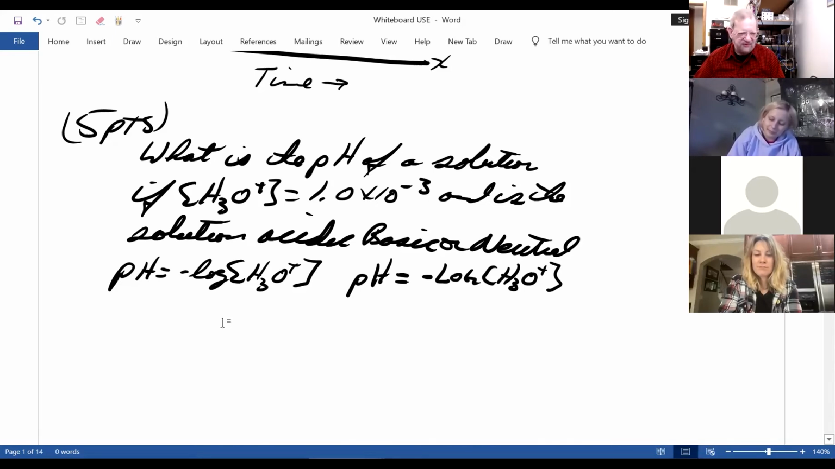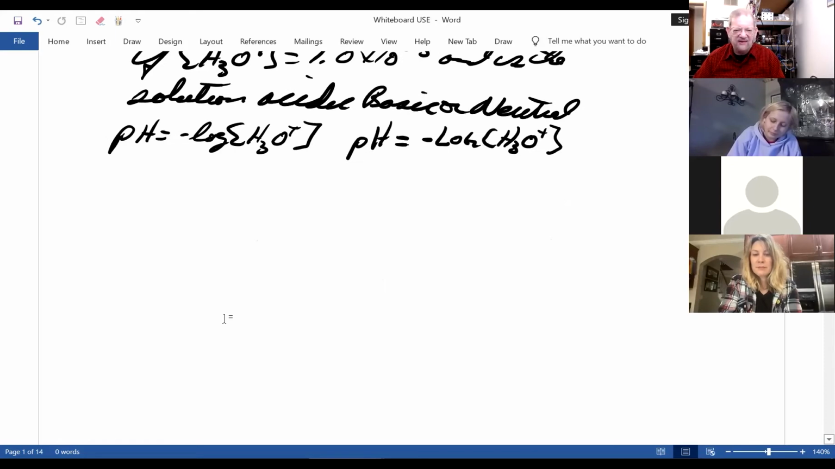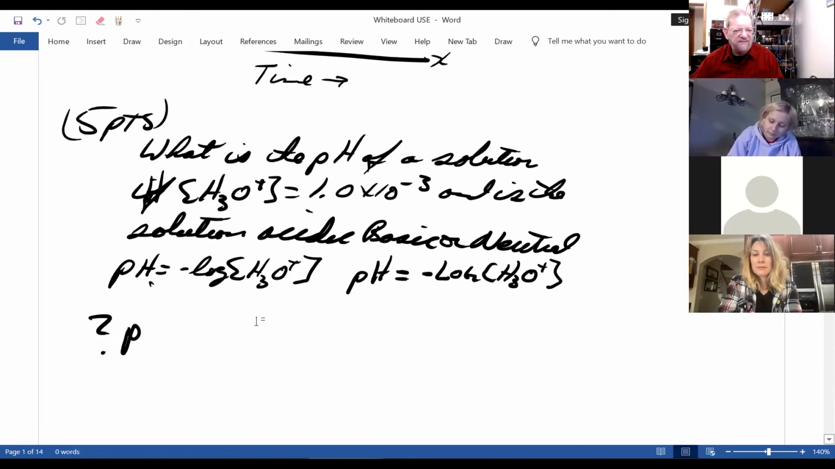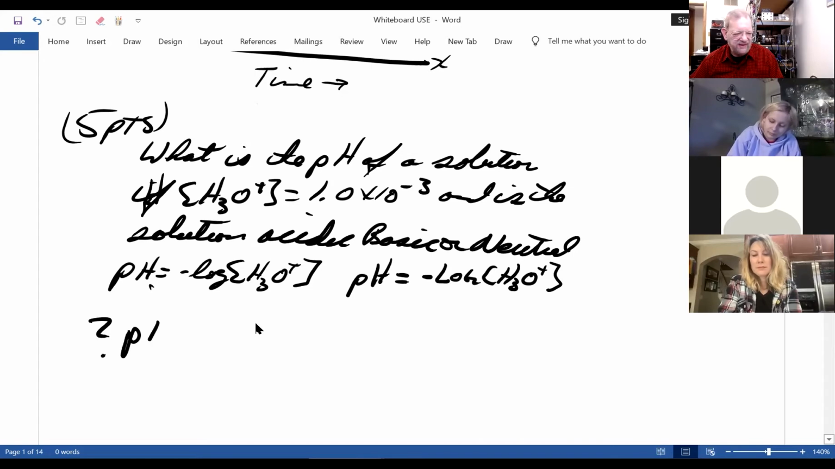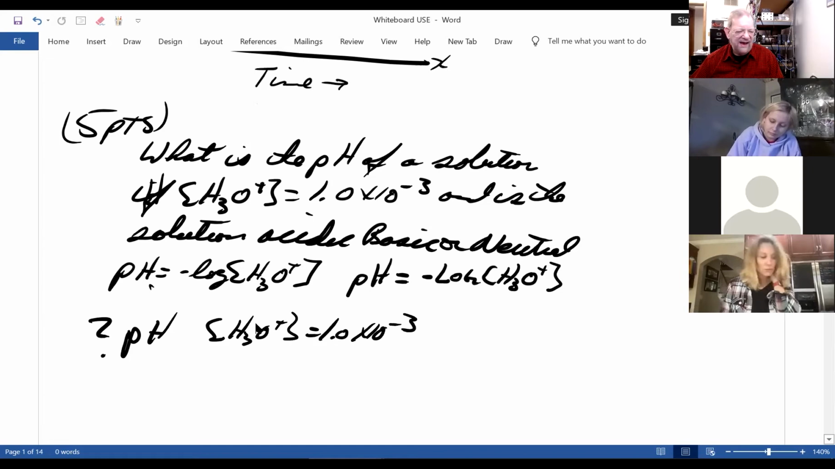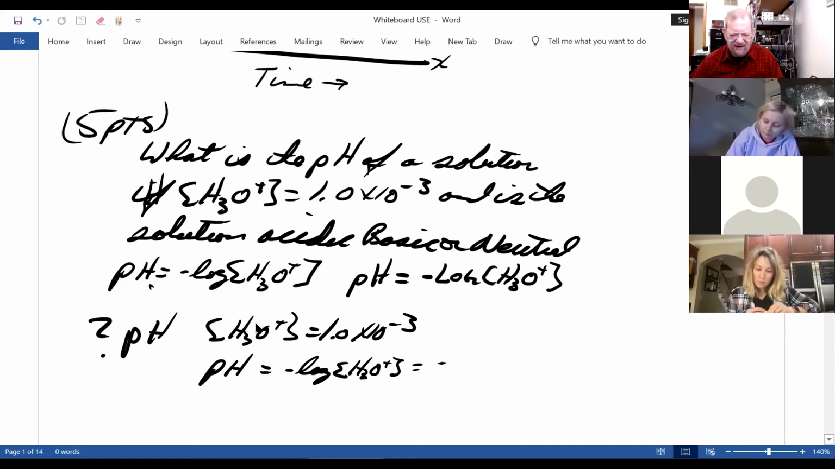All right, let's do this. What are we being asked to find out? pH. What are we given? The hydronium concentration is this. And what do we know? Well, you're given this. The pH is minus the log of the hydronium ion concentration.